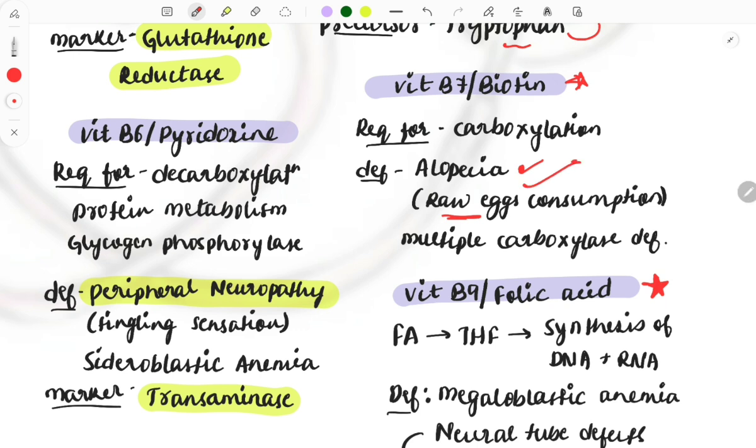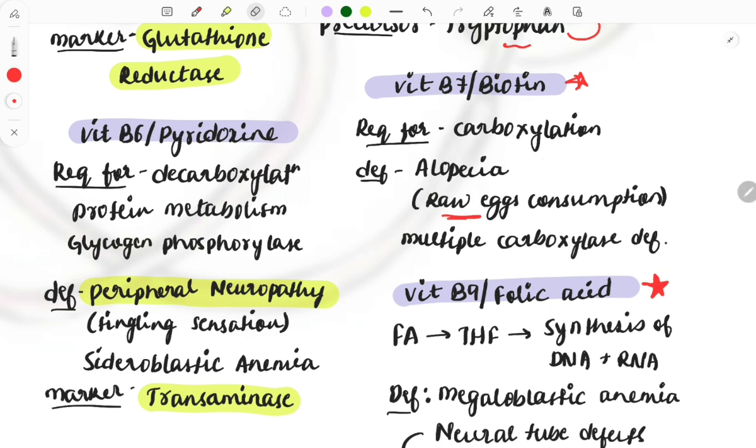And they can also describe a case like gym: a boy was going to the gym, and for the development of the body he started eating raw eggs and comes with a complaint of alopecia. So this is the classical case which is repeatedly asked of this biotin. I've discussed the case also, and what kind of question can be asked also.